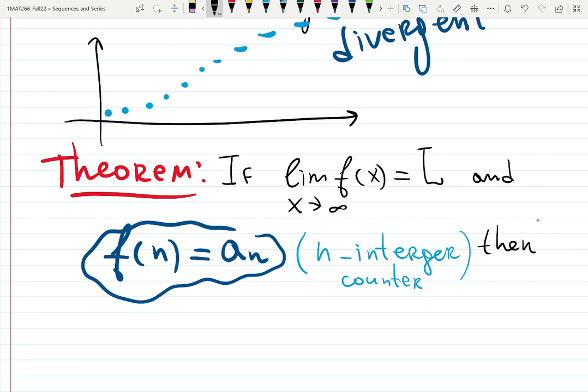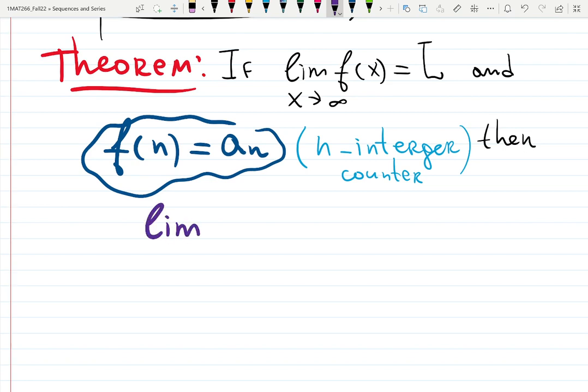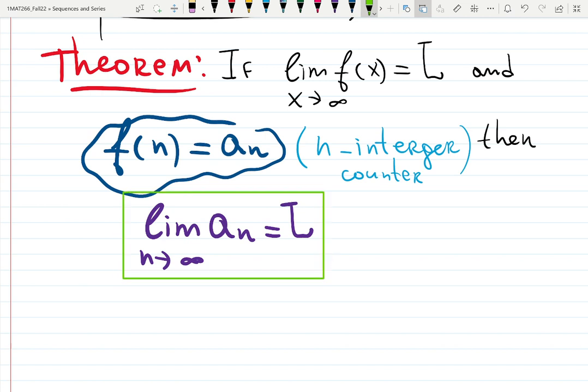Then the limit of the sequence as n goes to infinity will also be L. So I would say, no, it's actually good enough. This is how the theorem looks. It looks very dry, but I will show you on the picture. You will admit it actually makes sense.